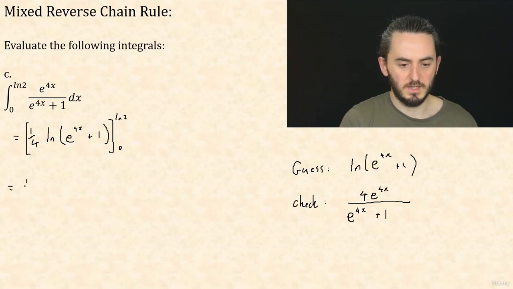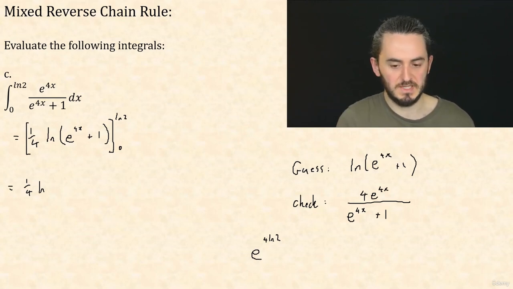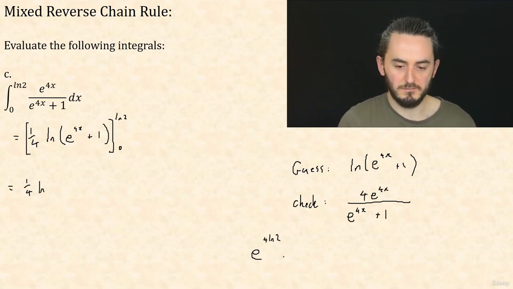And when I do that, I get 1/4 ln, now, e to the 4 ln 2. Let's just work out what that is. I'll do that down here. e to the 4 ln 2. Well, e and ln cancel, but only when they're right up against each other. We've got that 4 in the way, so I can use a log rule to bring that up as a power. So that's ln 2 to the 4, and 2 to the 4 is 16, so that's just e to the power of ln 16, and that is 16.